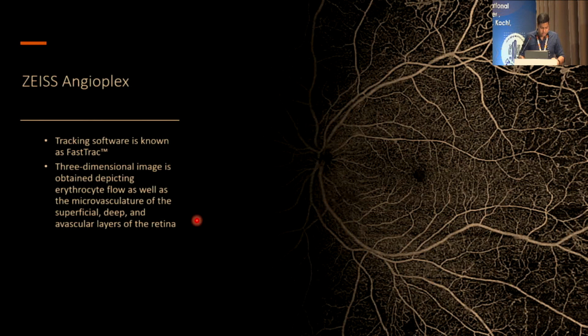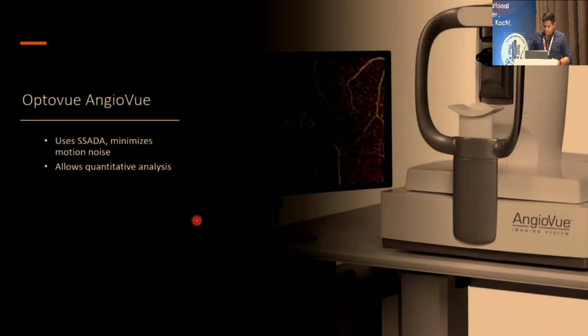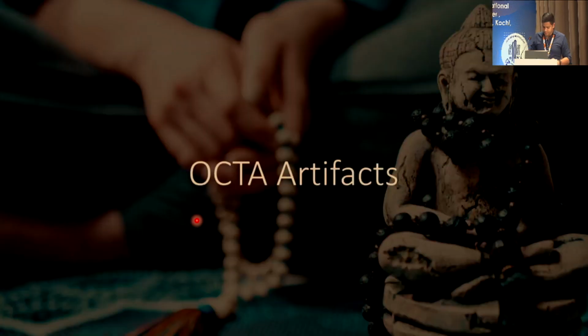Then there is a Zeiss Angioplex, where the tracking software is known as FastTrack. A three-dimensional image is obtained depicting erythrocyte flow as well as microvasculature of the superficial, deep, and the avascular tissue. OptoVue AngioVue uses SSADA and minimizes motion noise and allows quantitative analysis.